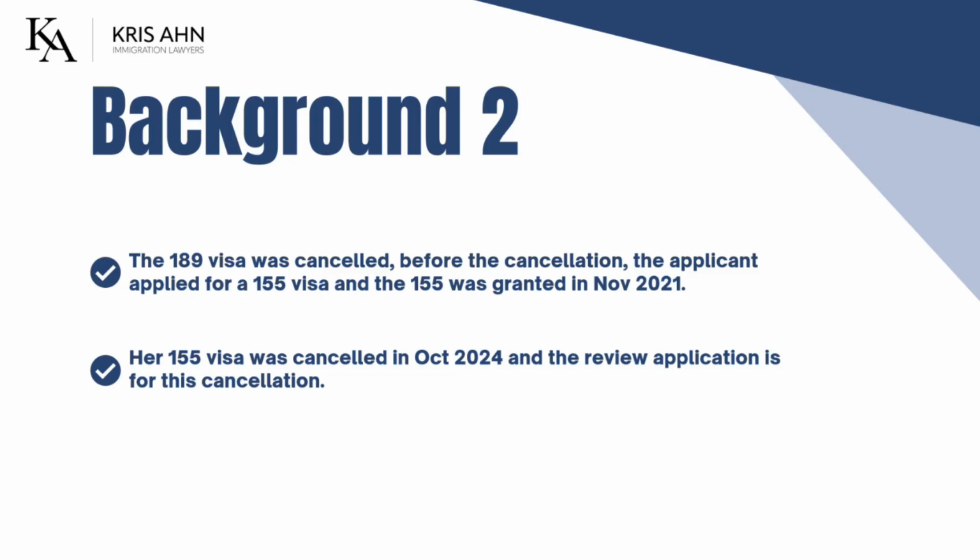So the client used this strategy in 2021, and the 155 got granted, and the 189 got canceled. And after 3 years, in October 2024, the 155 visa was canceled again due to the same reason. And so this tribunal review is an application to review this 155 visa cancellation. So this is a visa cancellation matter.